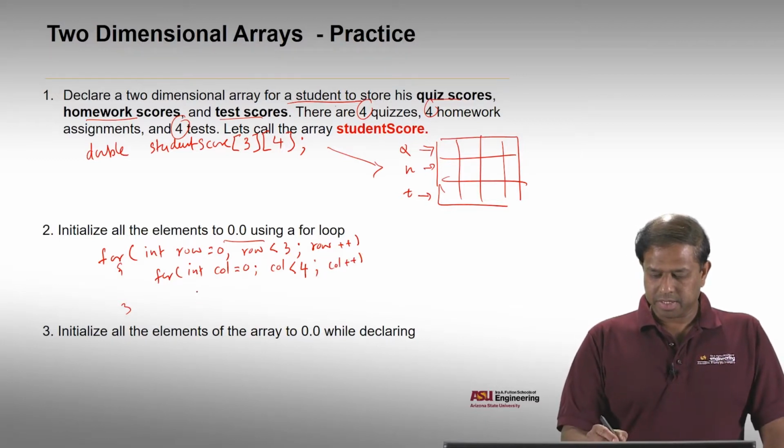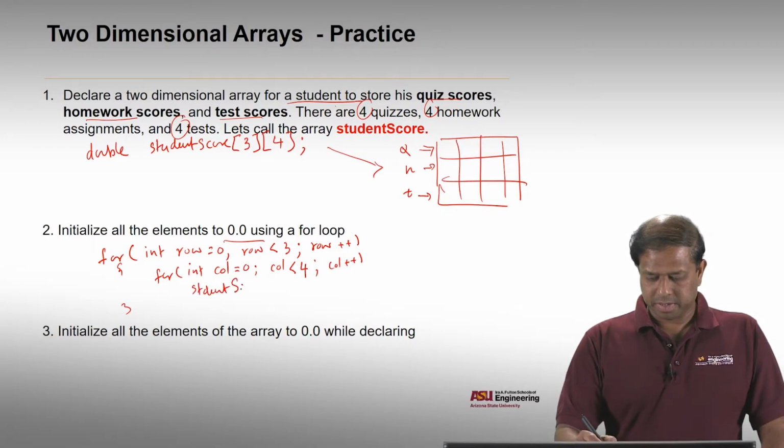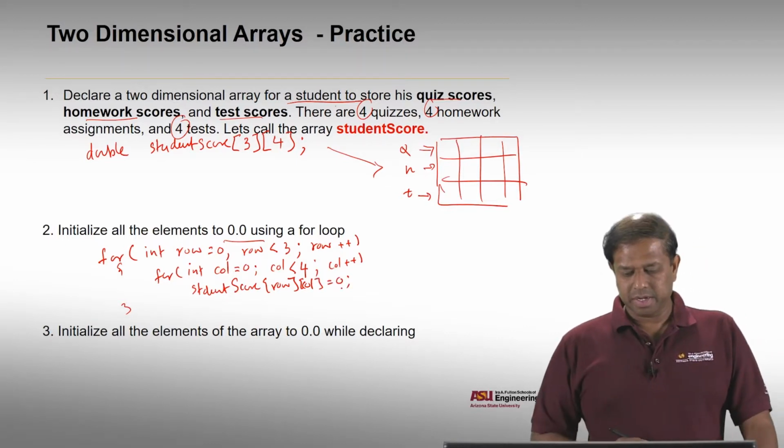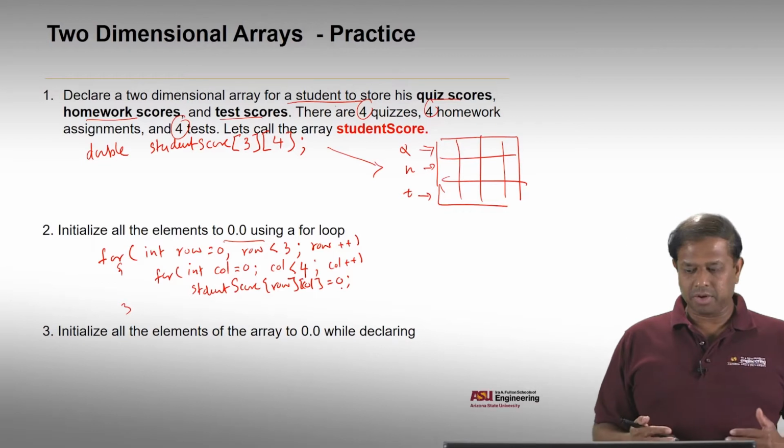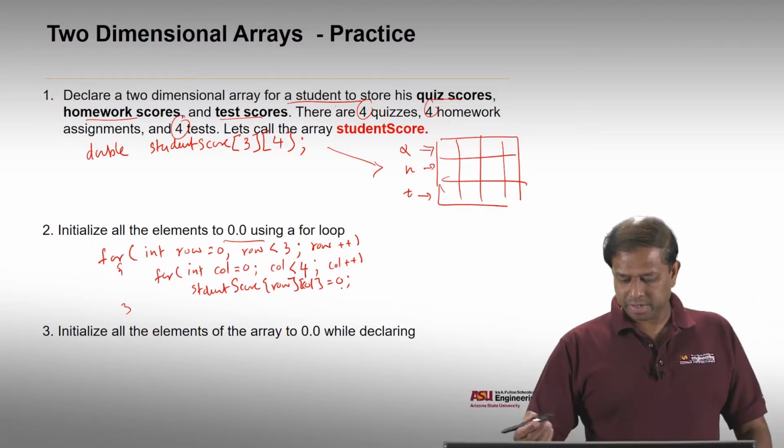Now inside this, we are going to initialize all the values to 0. So it should be student score, row, column, equals 0. That essentially initializes all the values of this array to 0.